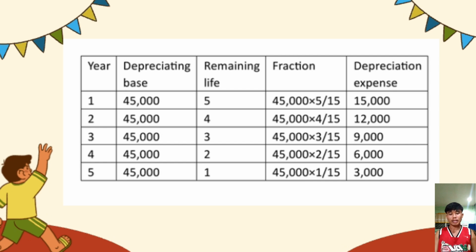So 45,000 times 5 divided by 15 is equal to 15,000. The next one is 45,000 times 4 divided by 15, which is equal to 12,000, then 9,000, 6,000, and the last one is 3,000. So if we total up the depreciation expense from all 5 years, it will end up giving us 45,000 pesos. And that's all.